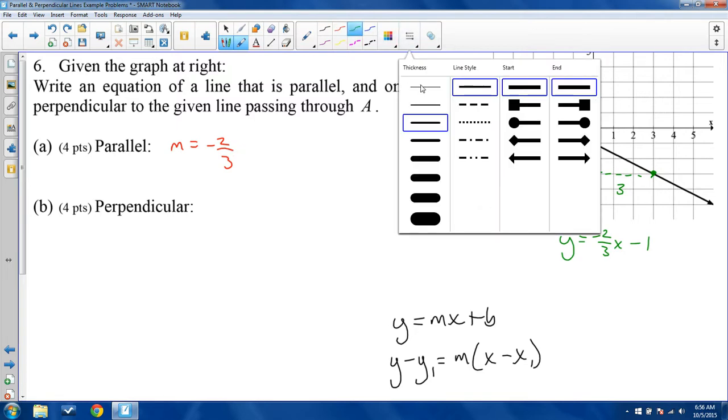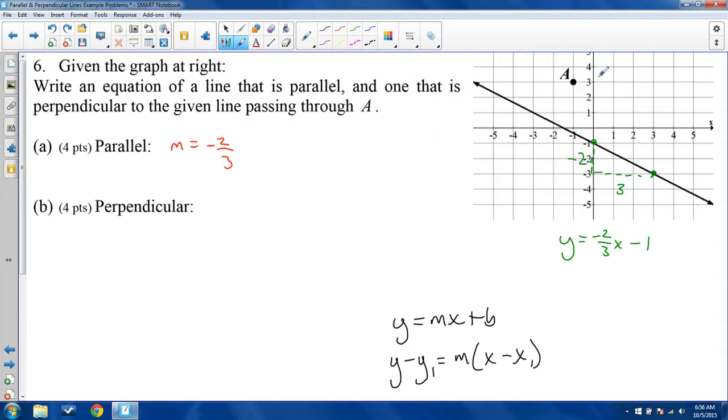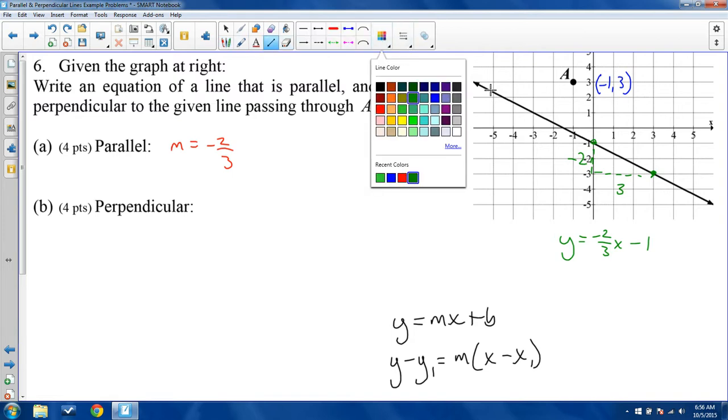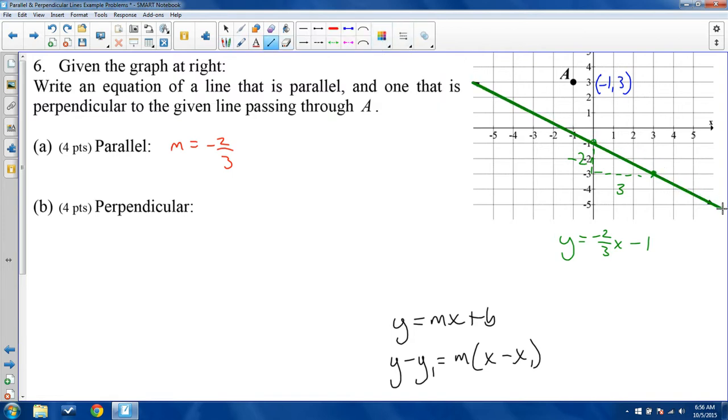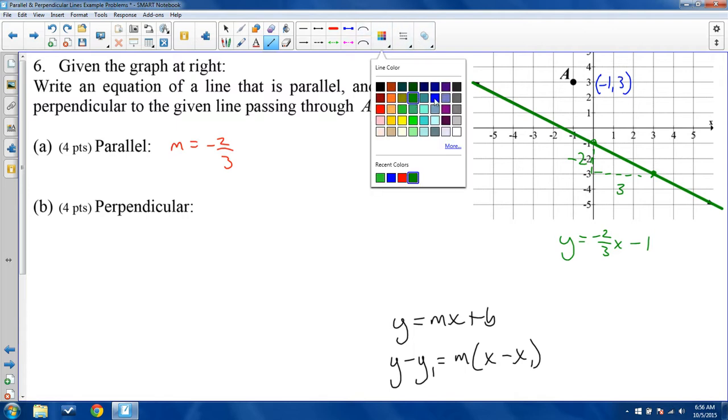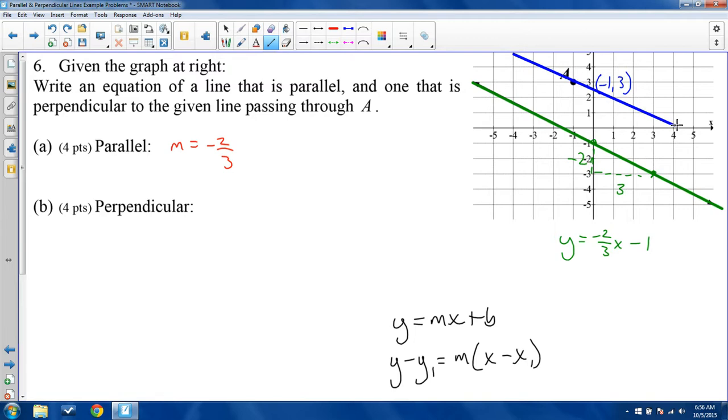All right, so let's look at point A here. This point is negative 1, 3, and what we need to make is a line that's parallel through it. So this green one's right here, and the blue one will be the one that's parallel to it. So this won't be perfect, but it might be going down 2 over 3 like that. So what we're trying to find is the equation.